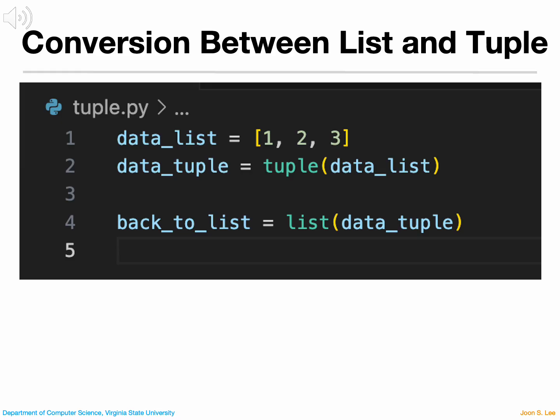If we ever need to go back to a list, we can use the list function the same way. This flexibility allows you to choose the best data type for each situation. Use a list when you need to change or update data, and use a tuple when you want your data to stay fixed and protected.